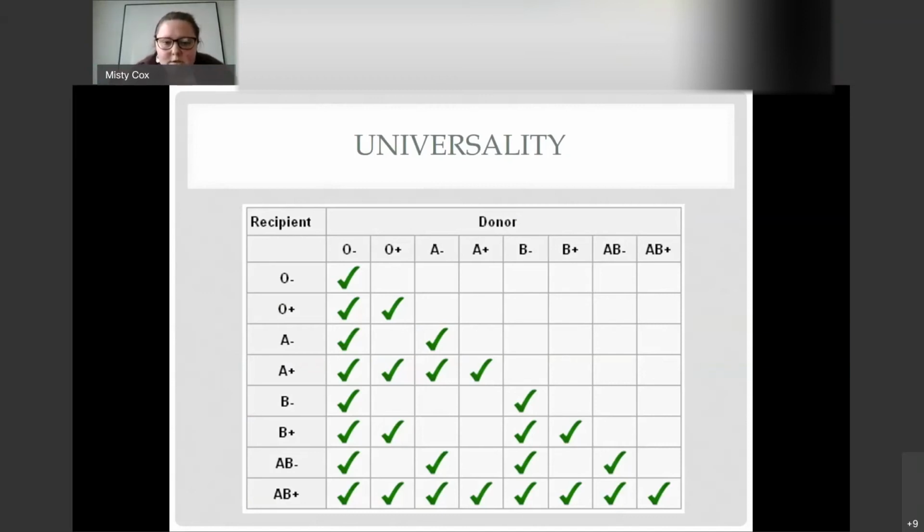All right. What questions do you have about the concepts of universality? Okay, if you have any questions, put them in the chat. We can go to the next slide.